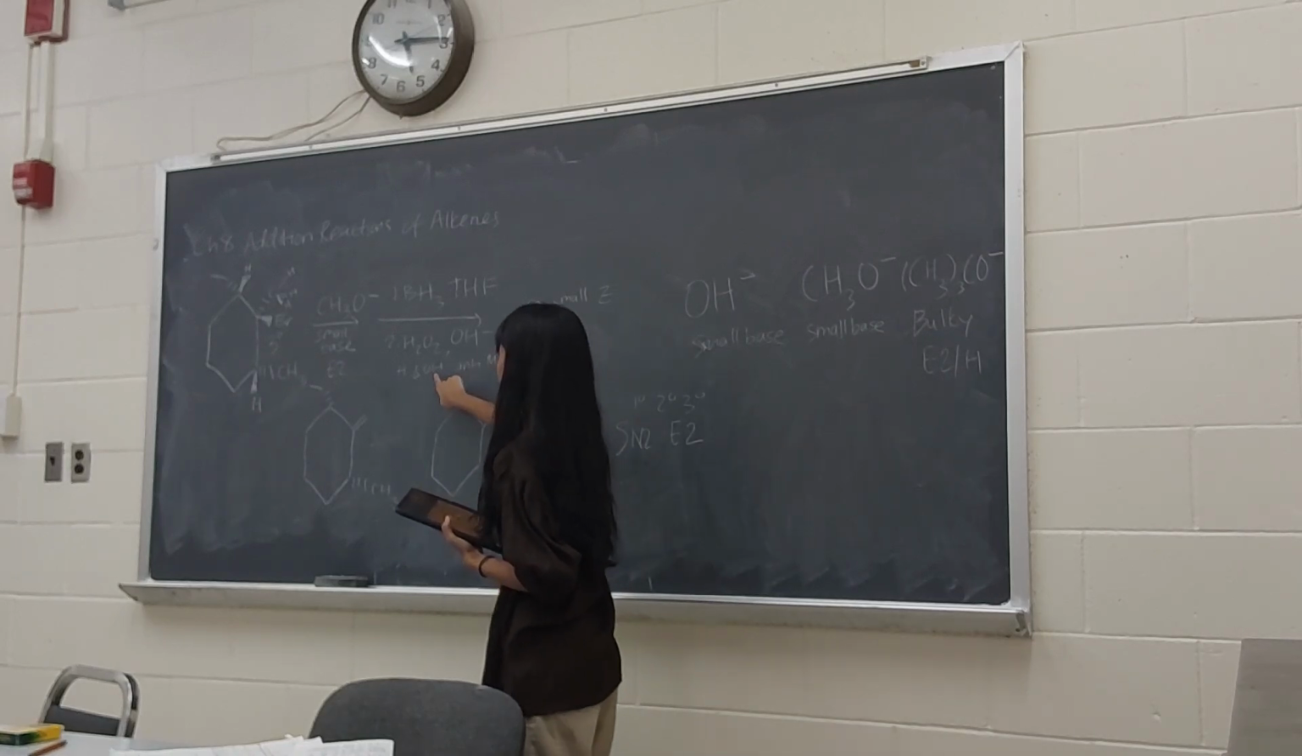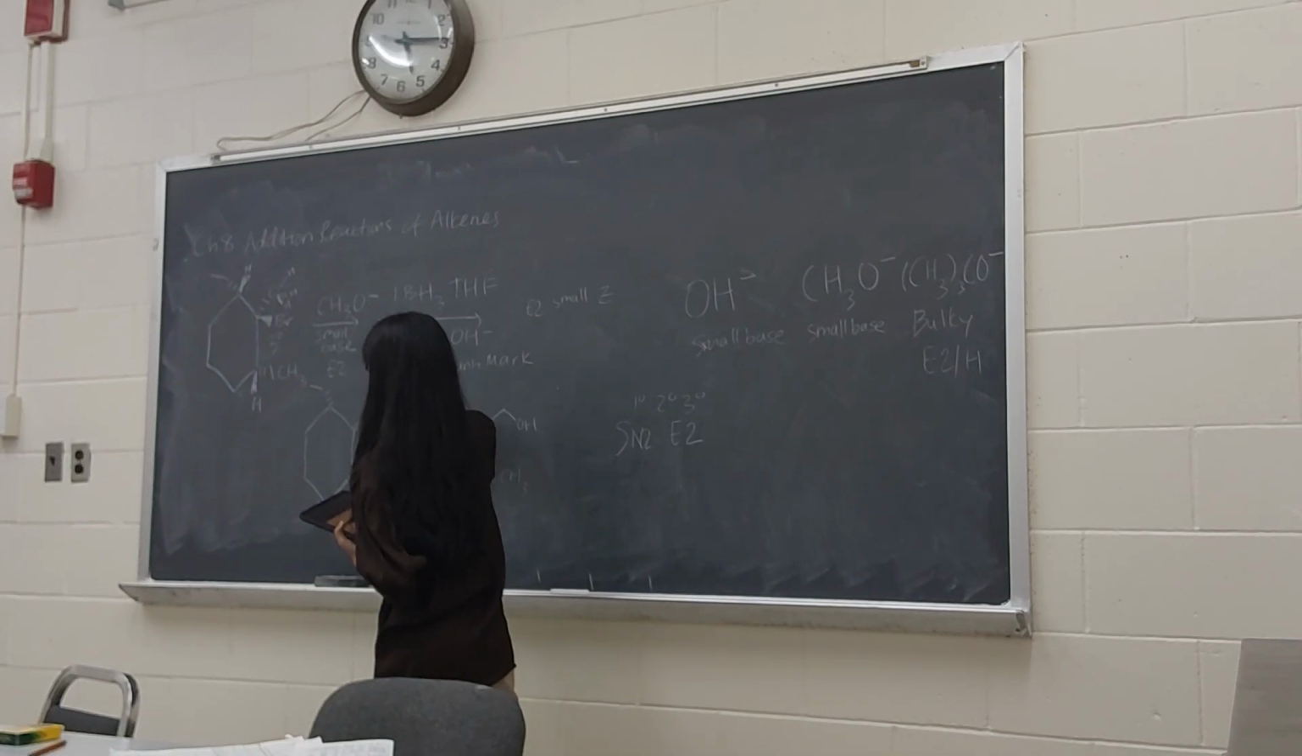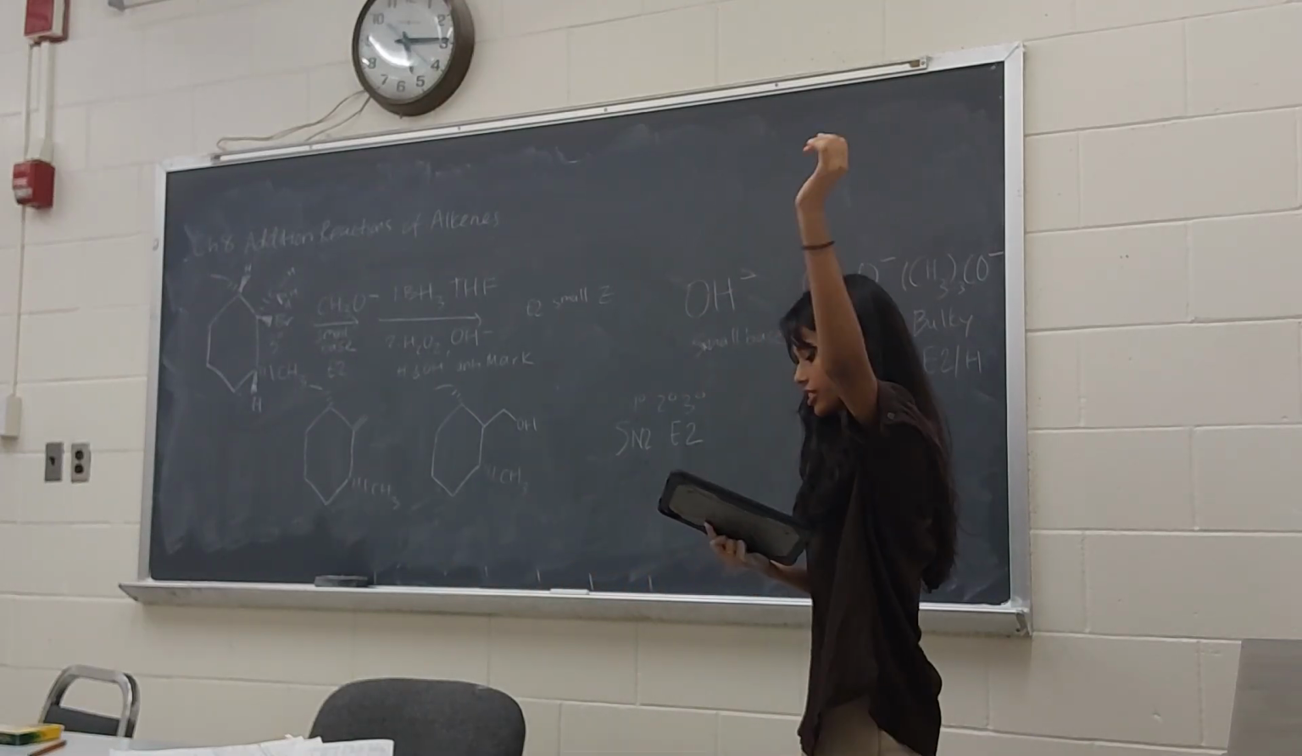So this was adding OH anti-Markovnikov, so it'll be on the less substituted side of the alkene over here. Yeah, and that's all for that problem.